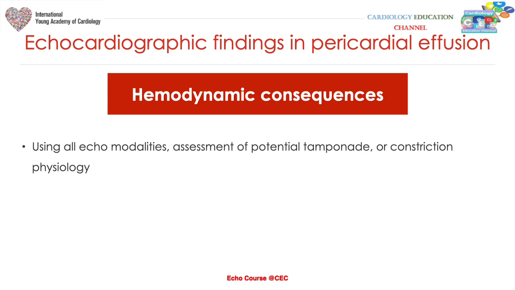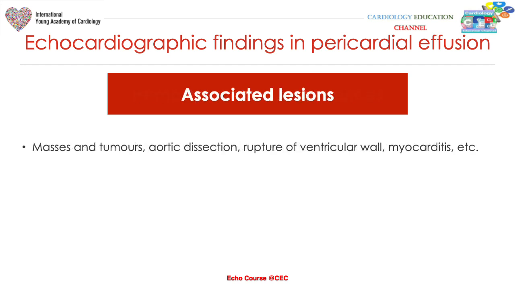A very important thing, and echocardiography shows superiority in this, is the hemodynamic consequences of this effusion. So using all the echo modalities, the assessment of potential tamponade or constriction physiology, as we will see in detail later on. You're also looking for associated lesions, like if you see some masses, tumors, aortic dissection, rupture of the ventricular wall, signs of myocarditis, and more, which may give you an idea about the cause of the effusion you are seeing.